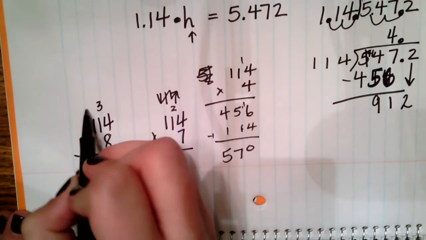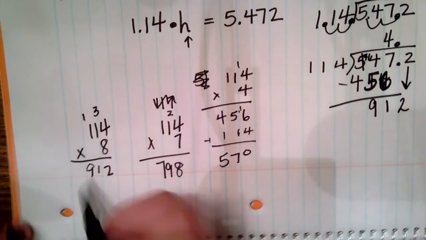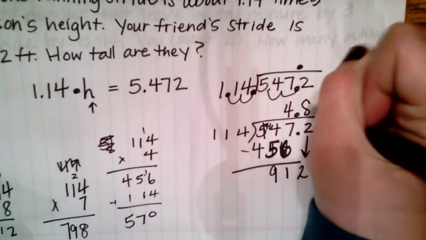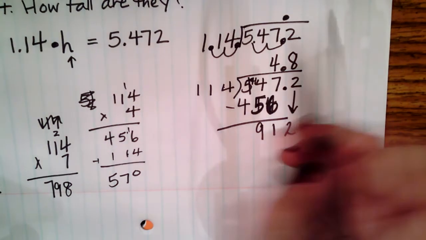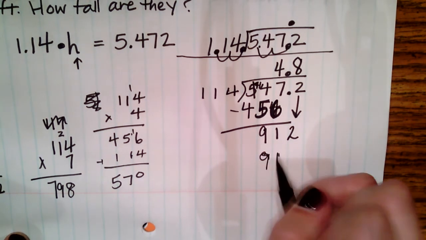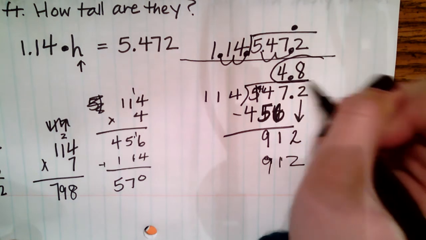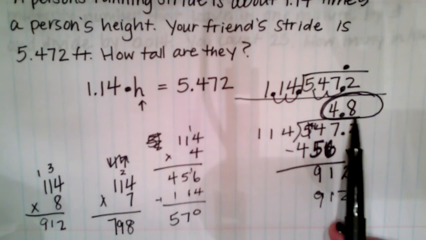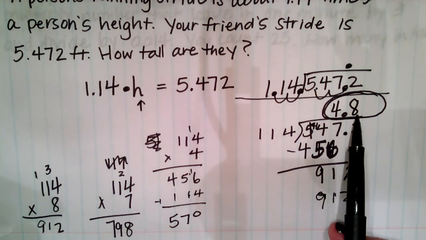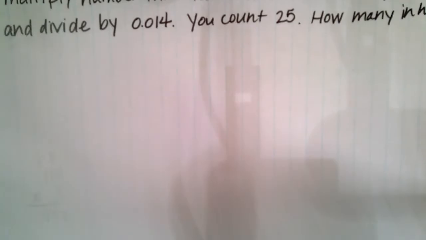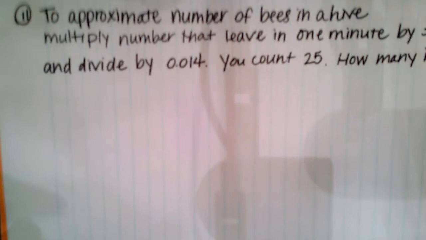Sometimes it's just messy work here. 8, 9, 10, 11. 8, 9, 12. Look at that. 114 times 8. Right? 114 times 8 is 912. So that means 4 8/10. That means your friend is 4 8/10 feet tall. Ooh, that was a messy one. But I'd still keep all my scrap work. Never erase it.